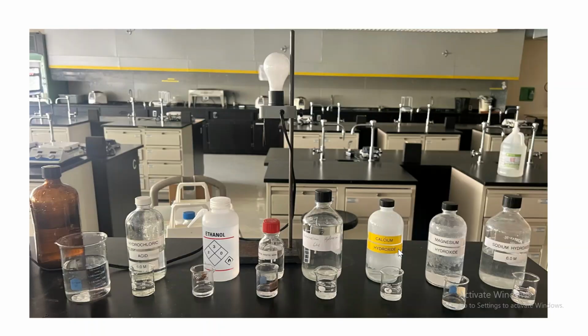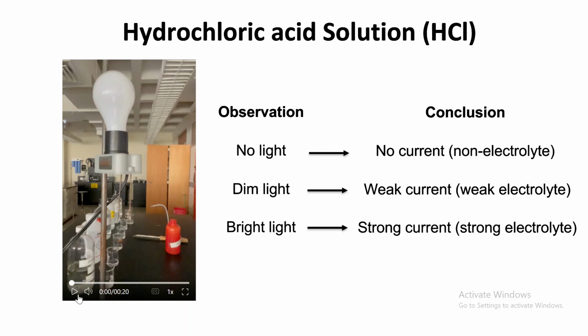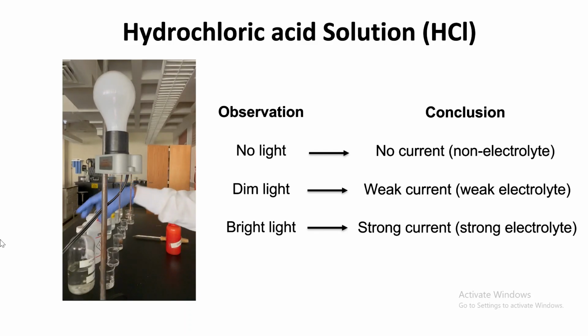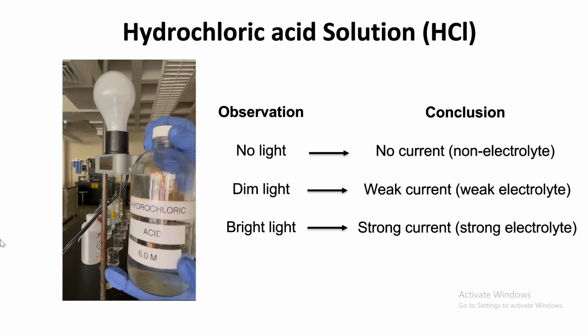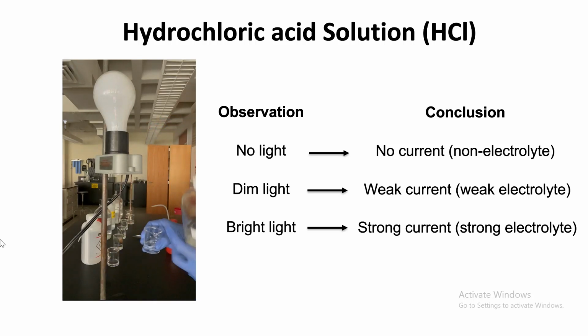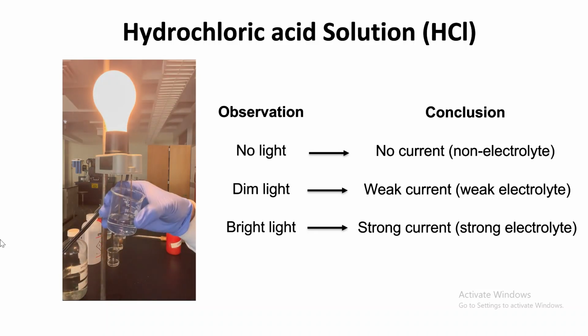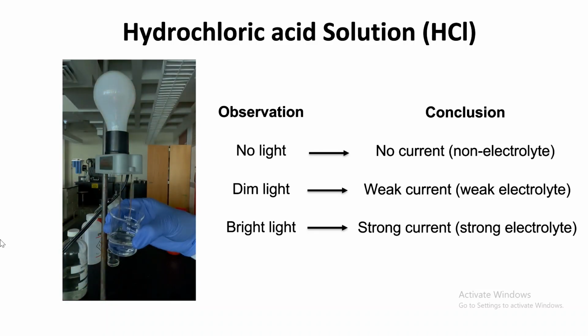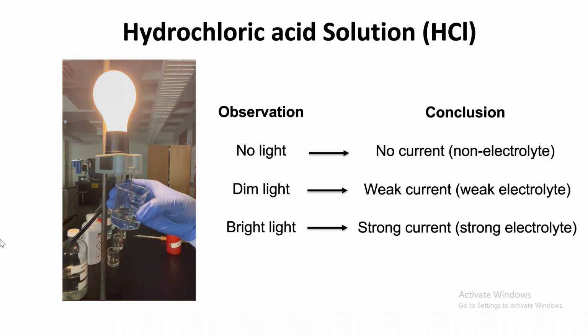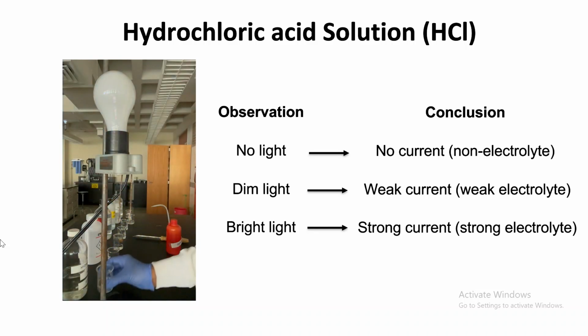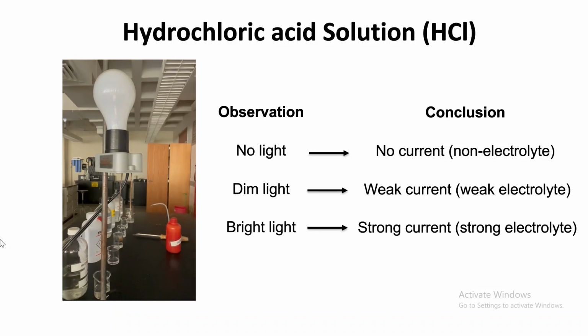Here we have the next section of chemicals that we will be testing. The next one is hydrochloric acid, which is a strong acid, the acid found in your stomach. Let's see, do acids conduct electricity, especially hydrochloric acid? We have a sample, and look at that, it very much conducts: bright light and strong current. This is one of the strongest electrolytes. So hydrochloric acid does conduct electricity.